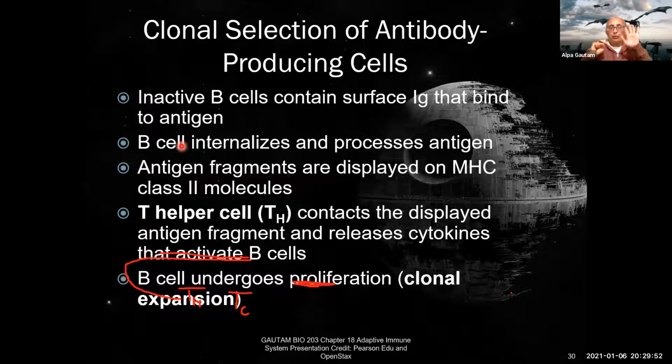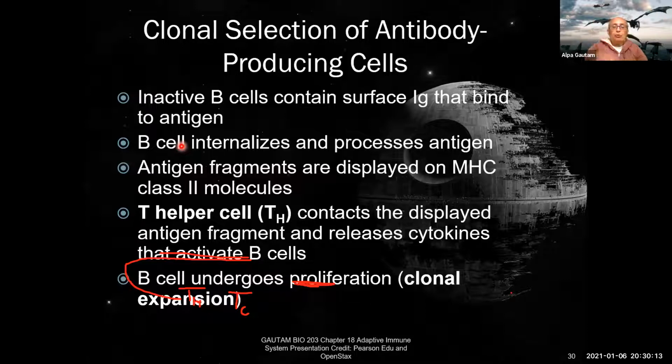The difference between memory and effector cells is that the memory cells live longer than effector cells. And when a memory cell comes in contact with that same antigen, it then stimulates into an effector cell, and the effector cell is the cell that actually causes the effect, hence called the effector cell, right?